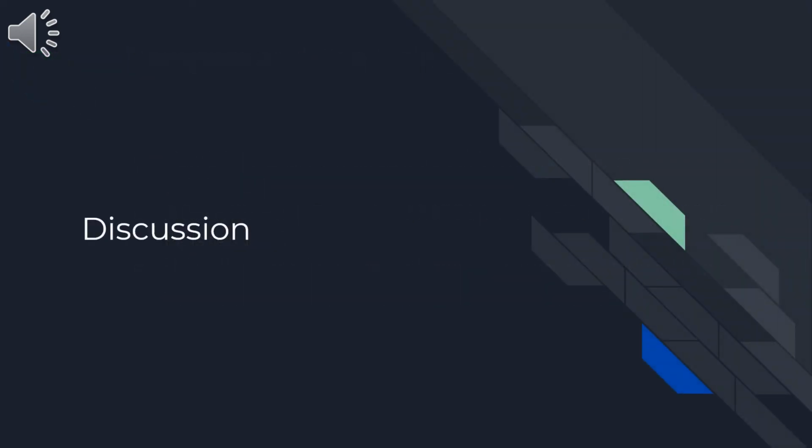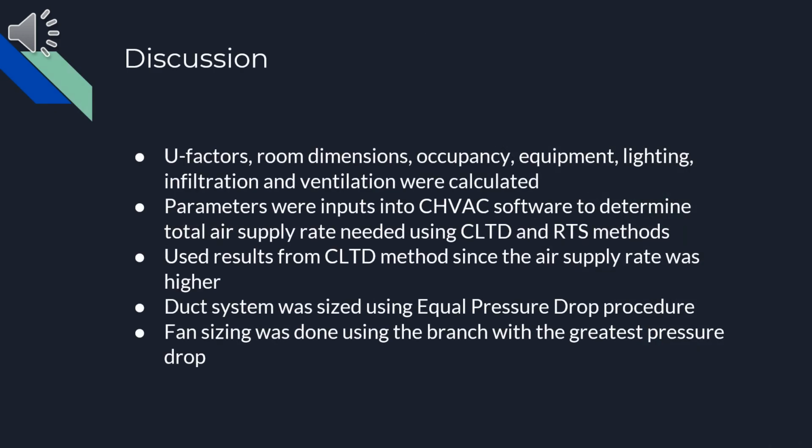Discussion. The key points of the discussion are as follows. U factors, room dimensions, occupancy, equipment, lighting, infiltration, and ventilation were calculated to input into the CHVAC software. The total air supply rate needed was determined using CLTD and RTS methods. The results from the CLTD method were used since the air supply rate was higher.